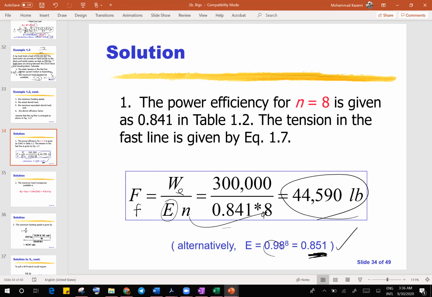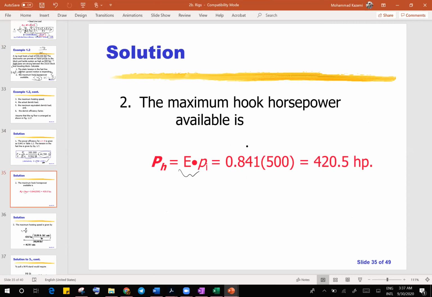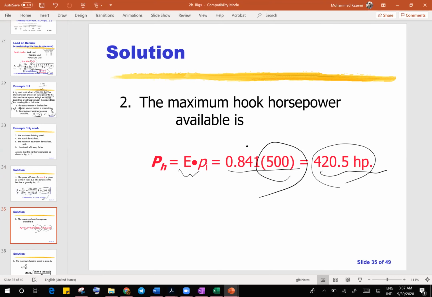No? Well, part 2, maximum hook horsepower. So you have 500 horsepower, you need to multiply it by efficiency, and then you have 420.5. So this is the effective horsepower that you have in hand available. Your engine provides 500, but because there are frictions, you will only receive 420.5 maximum, right? So that's the horsepower available to you.